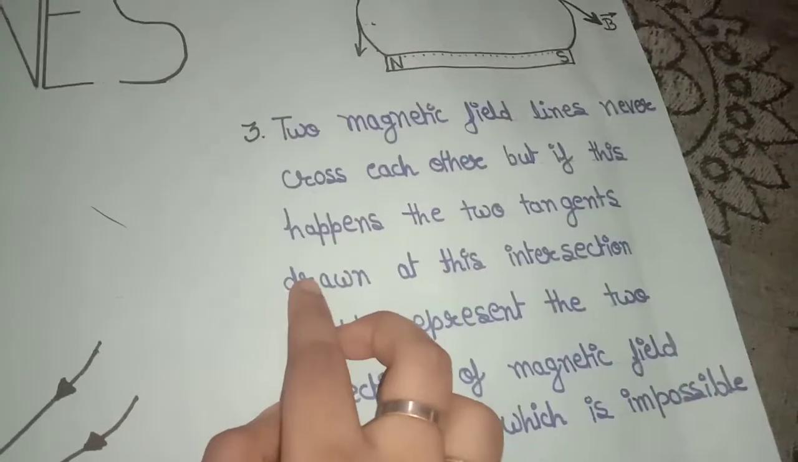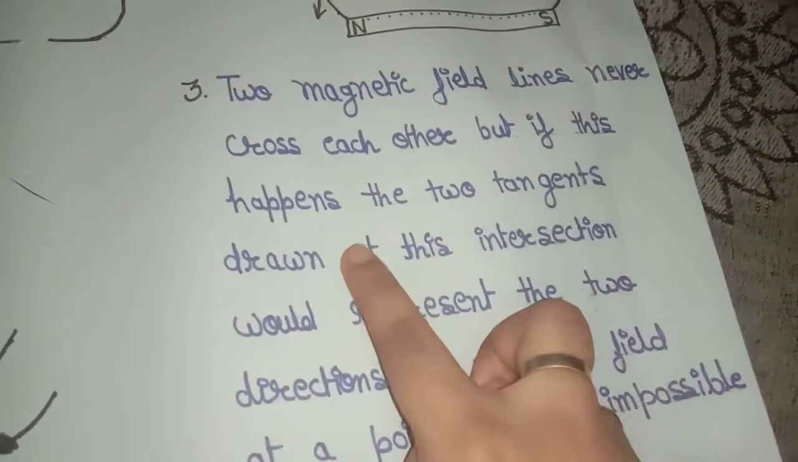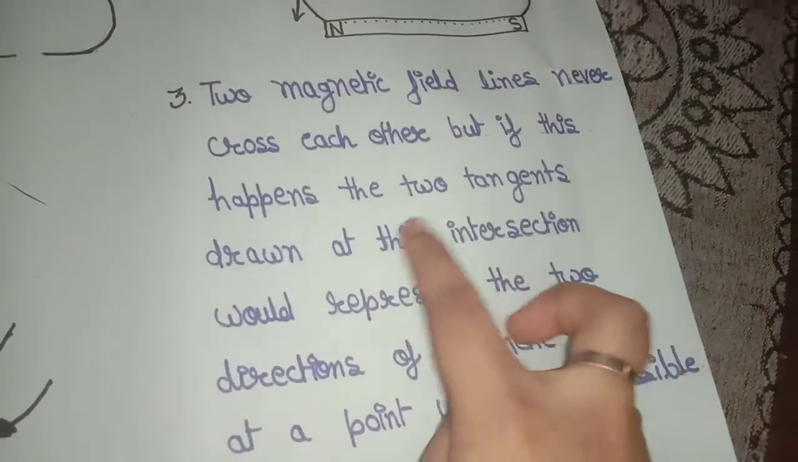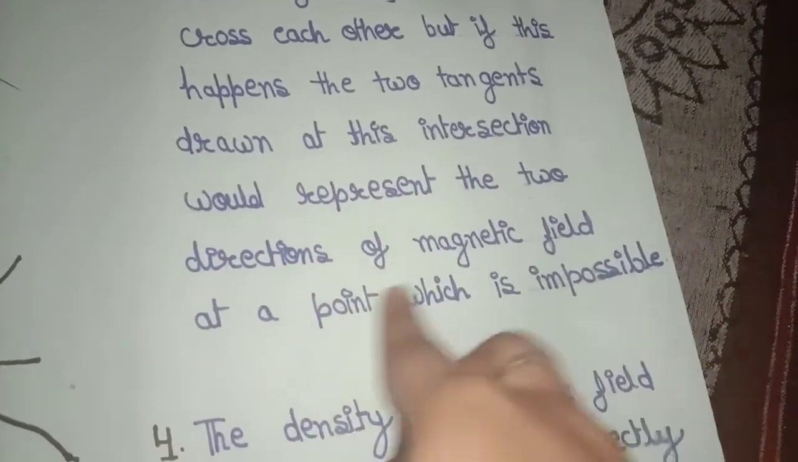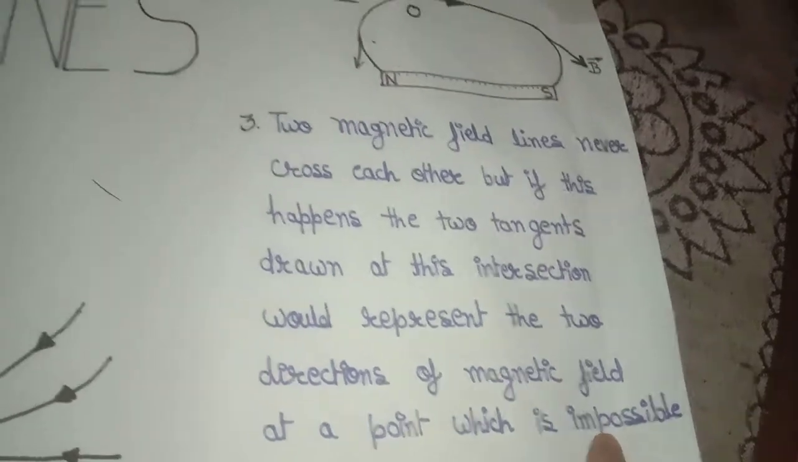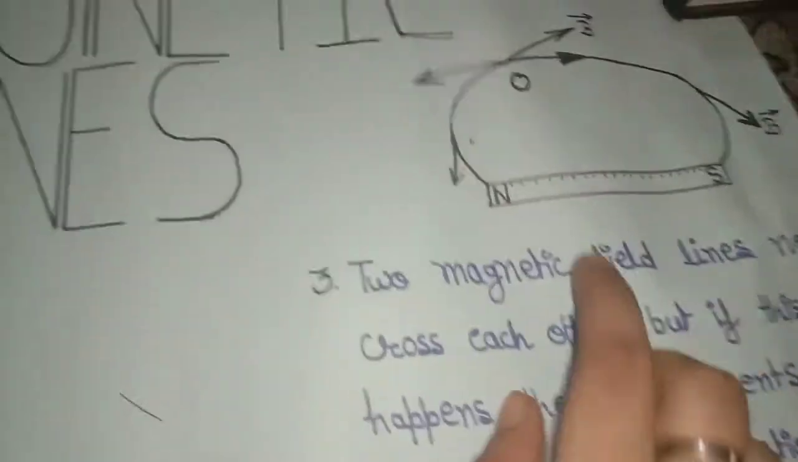field line. Now the third point is, two magnetic field lines never cross each other. If this happens, the two tangents drawn at this intersection would represent two directions of magnetic field line at a point, which is impossible.